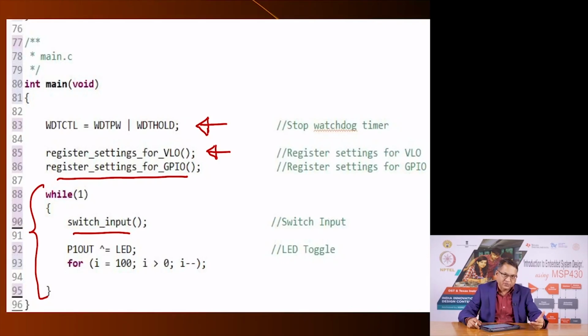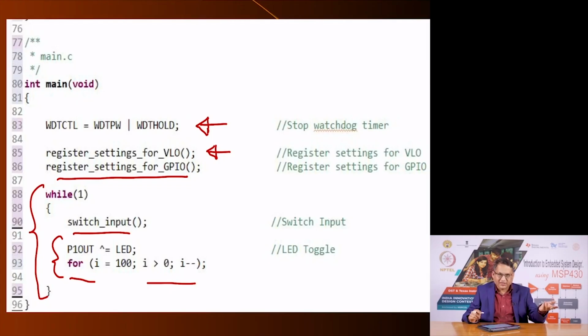If a particular switch is pressed, it will go and change the frequency of operation of the VLO oscillator, and will come back here. So, this part of the code is simply toggling the LED. You toggle it once, go back, wait for the switch to be pressed. If it is not pressed, you come back, again toggle the LED. So, you keep on doing it, which means most of the time you are toggling, but after every toggle you are going and checking whether any switch has been pressed.